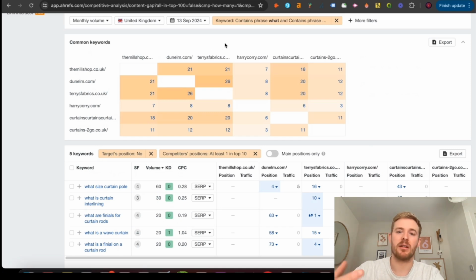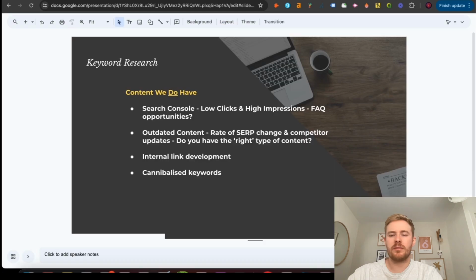So as part of that competitor keyword gap analysis, we can say, show us keywords that contain "curtain" and the word "what". So we can start to build out those question-driven content opportunities and really start to prove authority for the site and capture those initial research phase searches.